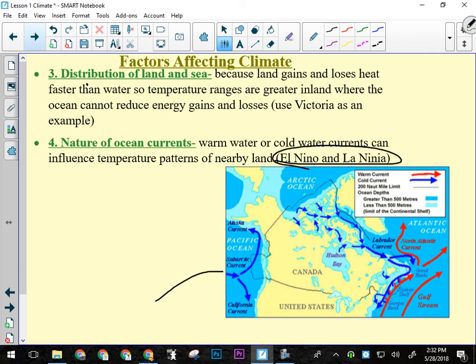So distribution of land and sea: the closer you are to the ocean, the more chance you have of having more precipitation because there's more water vapor available, but also regulation of temperature. Nature of ocean currents: if you're near cold water currents, it's going to be a colder climate. If you're near warm water currents, it's going to be a warmer climate.